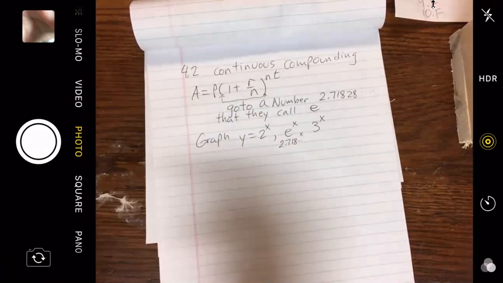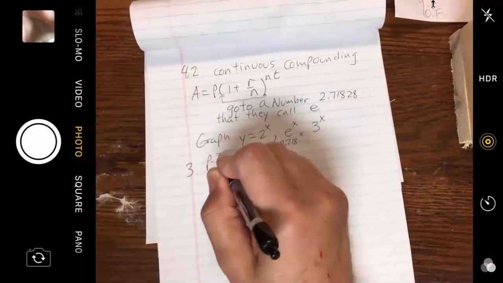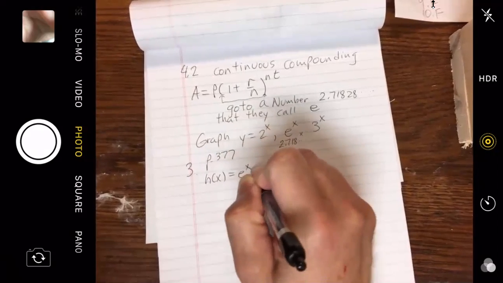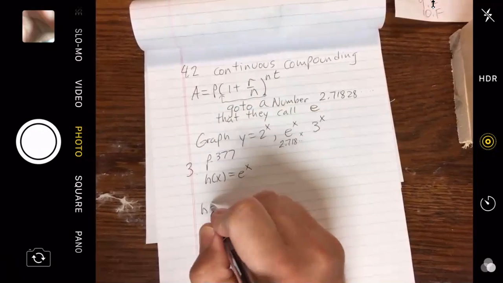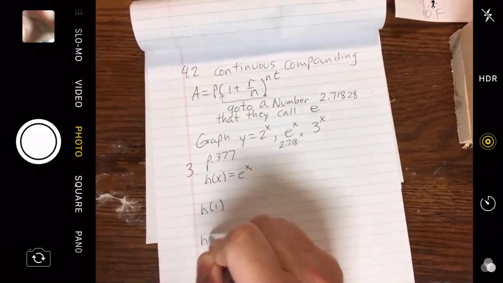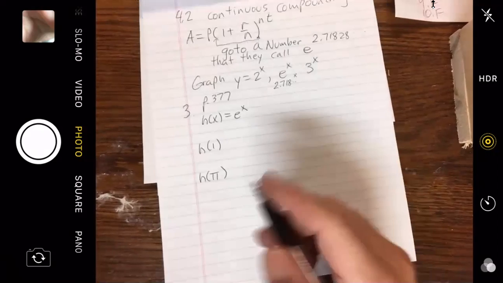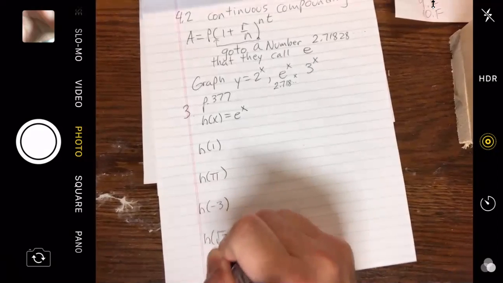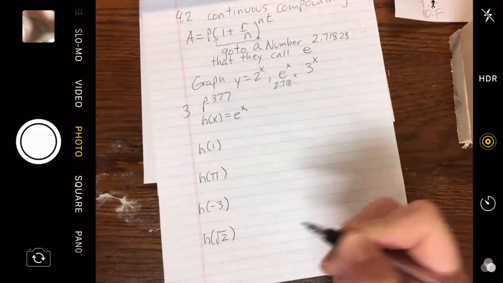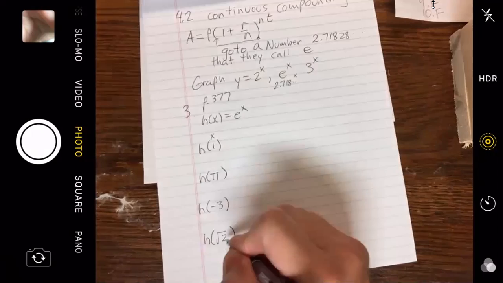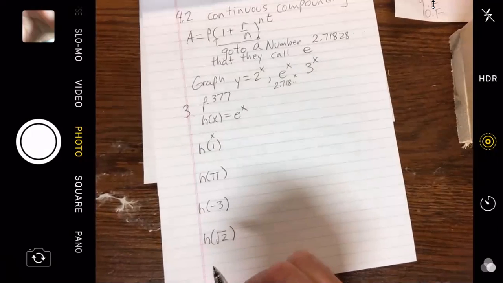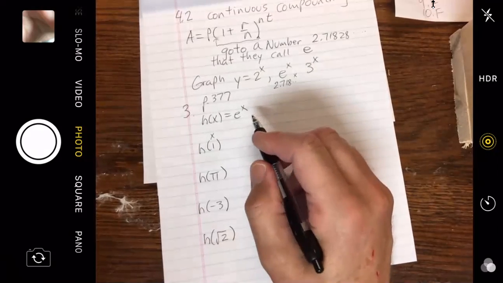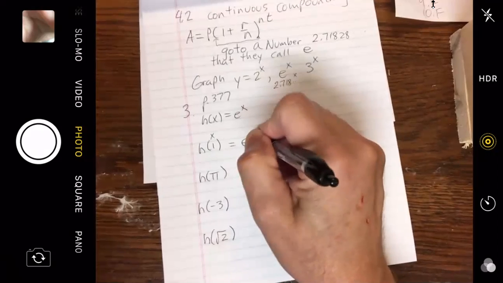So number 3 is really similar here. This is the first homework problem, page 377. They give you an h of x as a straight e to the x. They want an h of 1, h of pi, h of negative 3, and then h of square root of 2. It's the same idea. You're just sticking these x values in, and you don't have to punch an exponent key. When you hit E, you get the exponent button. So this one is a straight E to the 1.